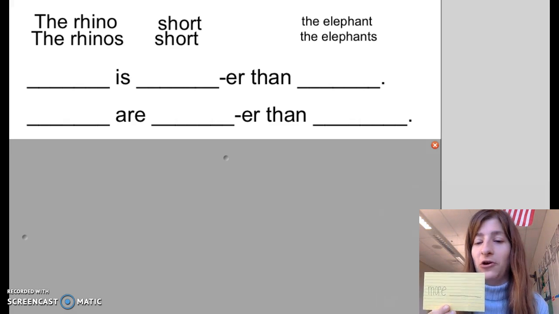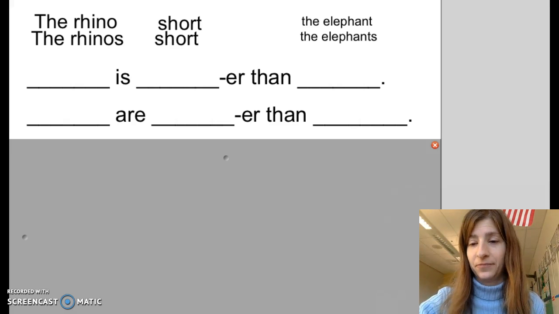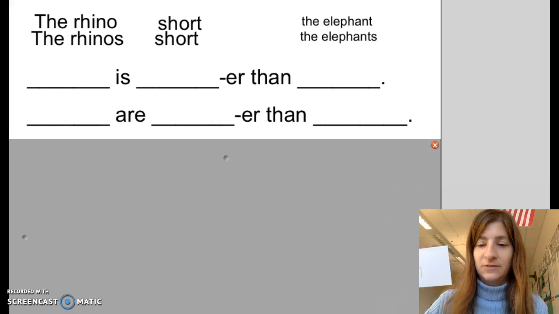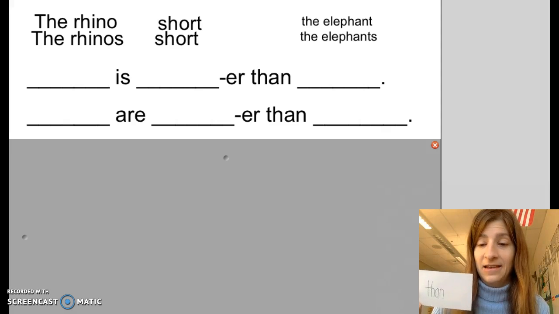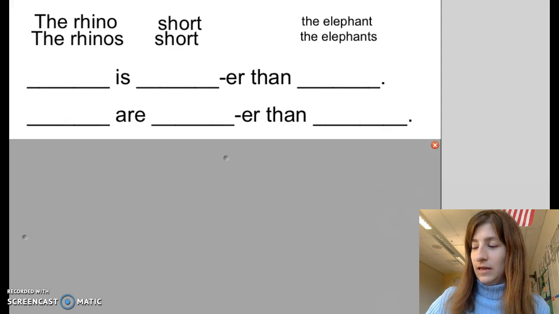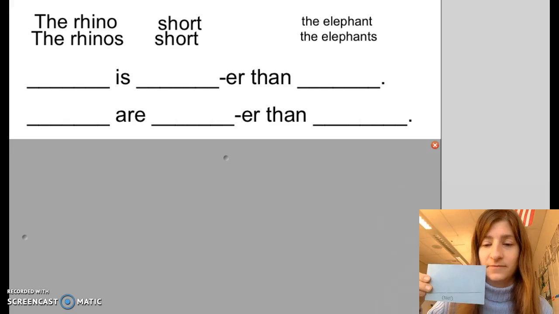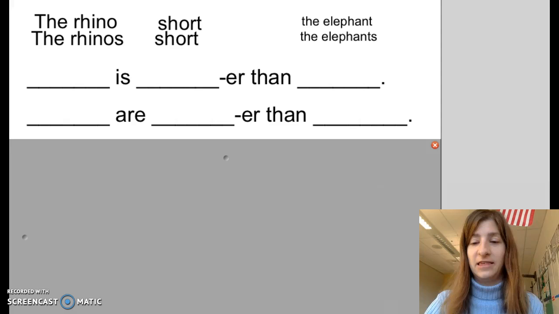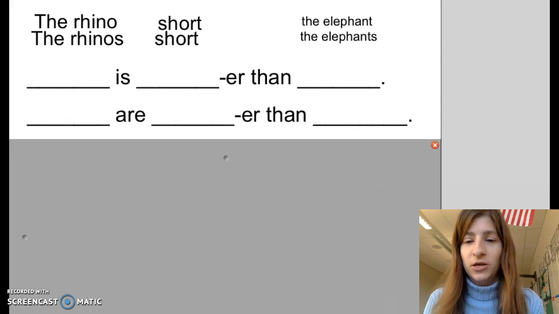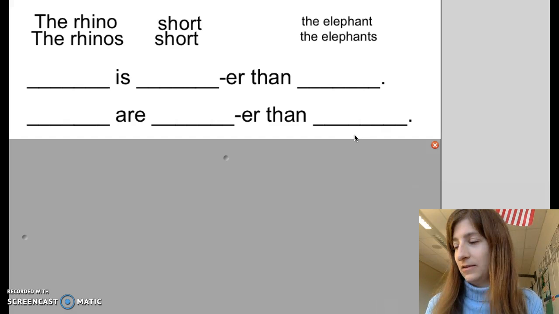If it's a long describing word, instead of ER, you use more and then put the word after it. That is followed by the word than. And finally, the other noun, or person, place, thing, or idea. You can see it together up here. The thing is blank with ER, than something else.